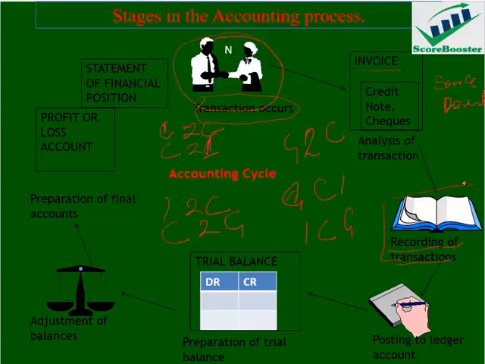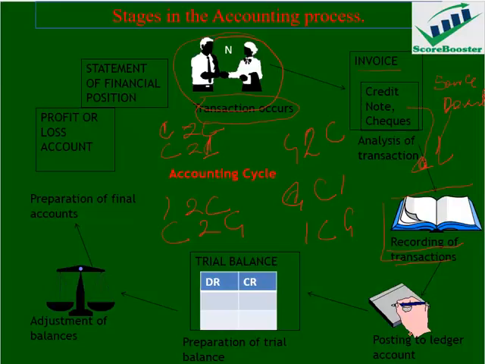So bookkeeping takes effect from the source books, which are all the original documents, or what we call the preliminary documents, or the documents of evidence that show that a transaction has taken place between two individuals, as I said, two parties.